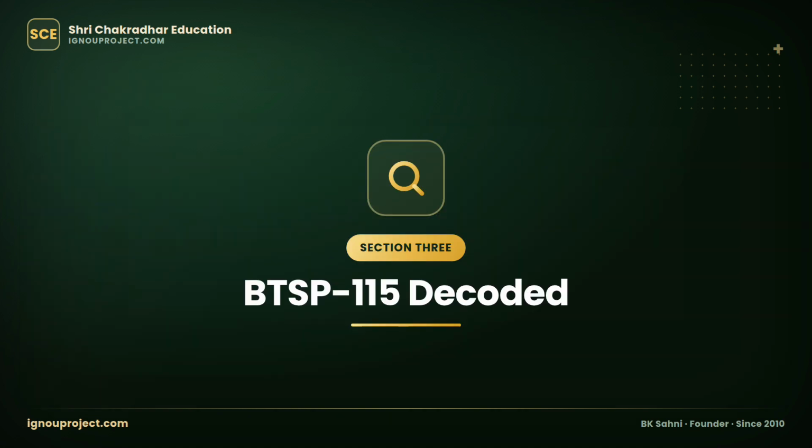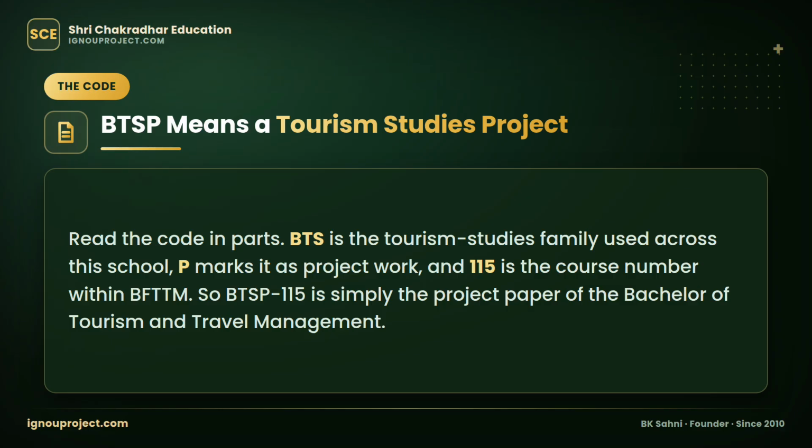With the name settled, let us decode the course code itself. Read the code in parts and it stops being intimidating. BTS is the tourism studies family used across this school. The letter P marks it as project work rather than a theory paper. And 115 is the course number inside BFTTM. So BTSP-115 is simply the project paper belonging to the Bachelor of Tourism and Travel Management program, exactly as MTTMP-119 is the dissertation of the master's program.